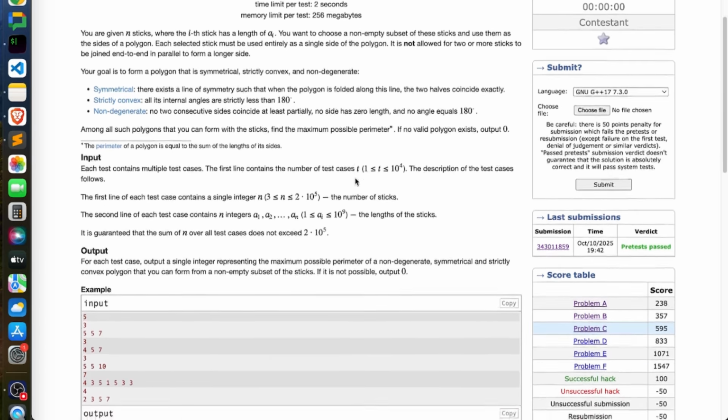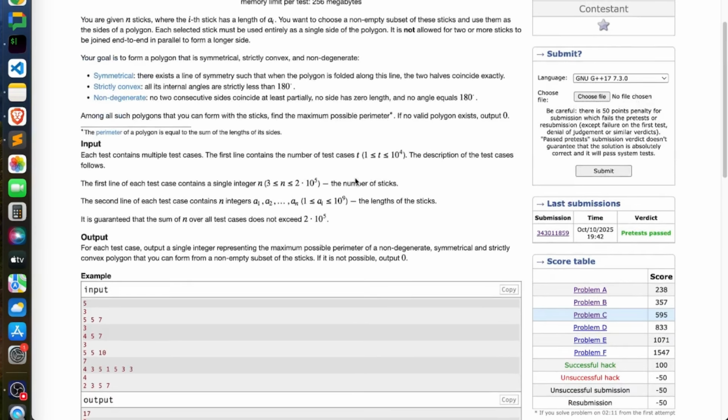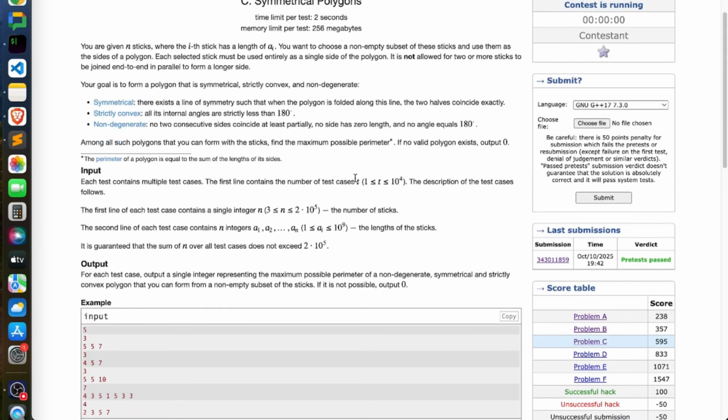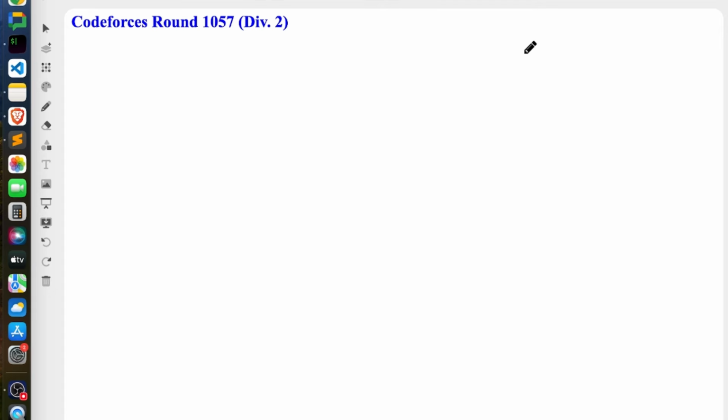So yeah, this is a really good problem. Let's see how we can approach it. In the third problem, we know that the polygon has to be symmetrical, right?